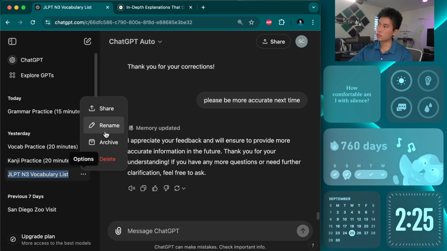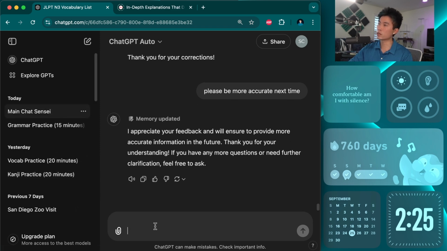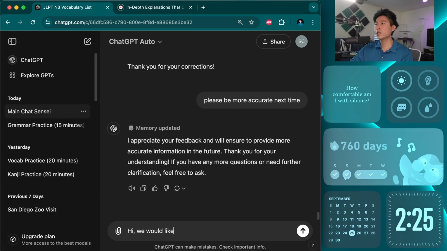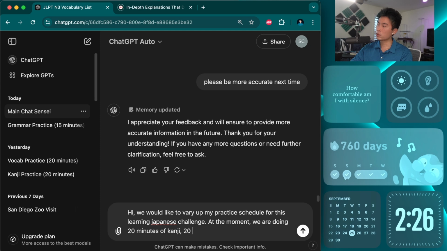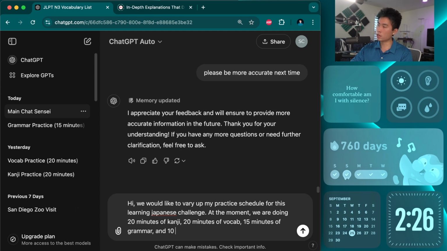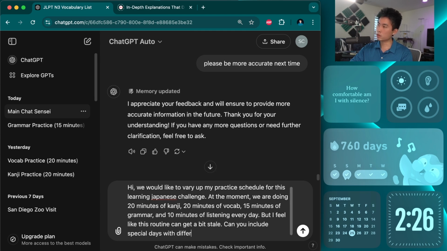Let's ask ChatGPT. I'm going to call this main chat sensei because I believe this was the original thing. Hi, we would like to vary up my practice schedule for this learning Japanese challenge. At the moment, we are doing 20 minutes of kanji, 20 minutes of vocab, 15 minutes of grammar, and 10 minutes of listening every day. I feel like this routine can get a bit stale. Can you include special days, different routines?